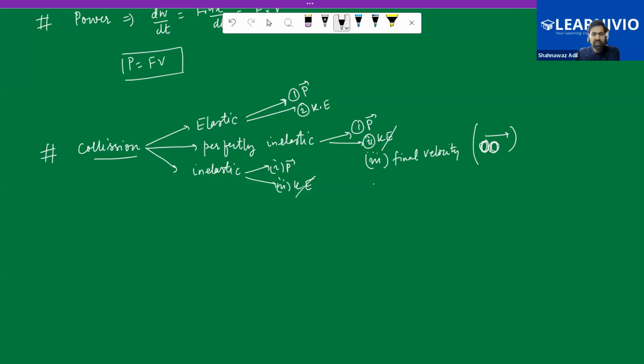So there is a quantity which defines the kinds of collision. Do you guys remember that? What is that quantity? What is the quantity which defines the types of collision? This one is important.